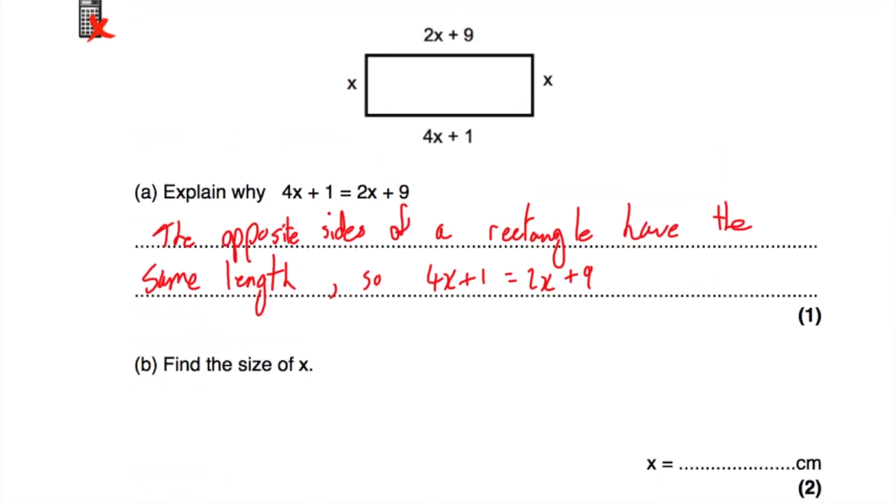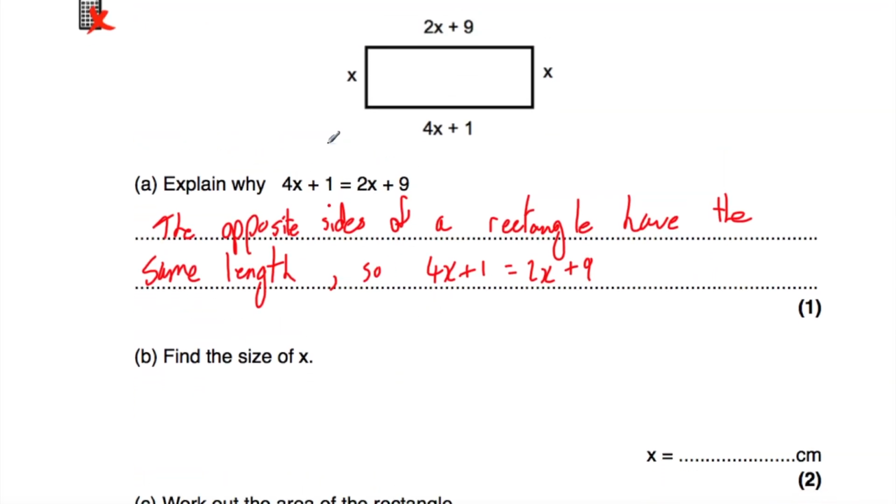Part B says to find x. So we want to find x, so we've got this equation, 4x plus 1 equals 2x plus 9. If we solve that, we can find x. So we've got letters on both sides. So we've got 4x's and 2x's. The lowest number of x's there would be 2x's. So let's take away 2x's from both sides. So let's take away 2x's from the left-hand side and take away 2x's from the right-hand side.